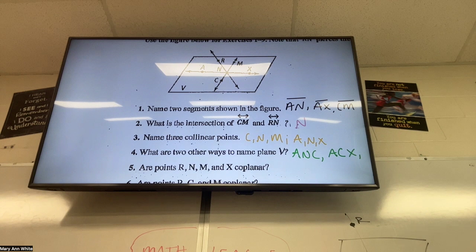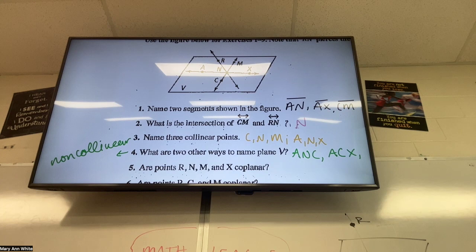There's a vocab word that defines these points, A, N, and C. Those points are, you're like, we don't know. Non-collinear. You remember learning that word? In order to name a plane, I need three non-collinear points.